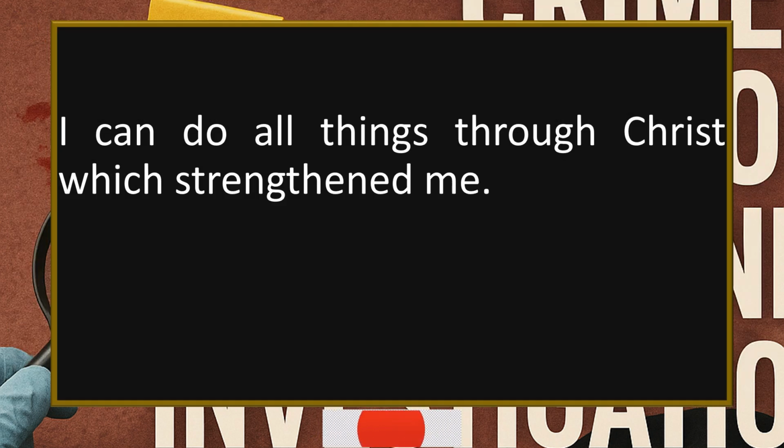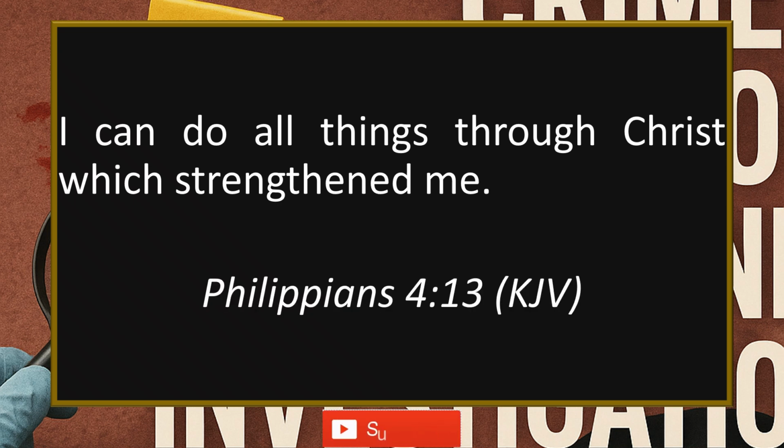I can do all things through Christ which strengthened me. Philippians 4:13. This verse emphasizes faith, perseverance, and reliance on God's strength in all aspects of life, including challenges in law, justice, and moral decision-making. It serves as a reminder that with Christ's guidance, we can overcome obstacles, pursue righteousness, and uphold justice with integrity.